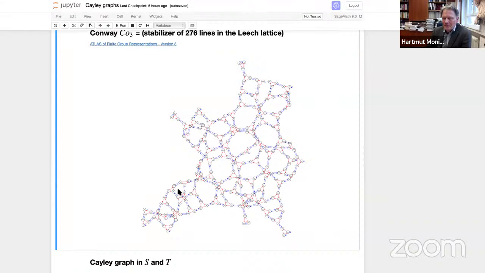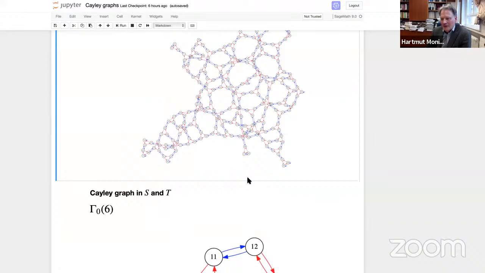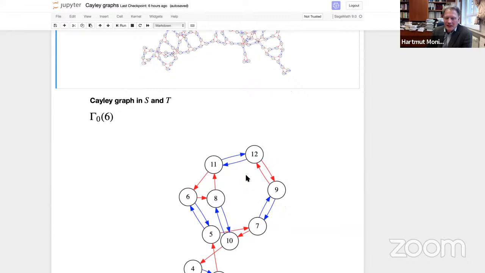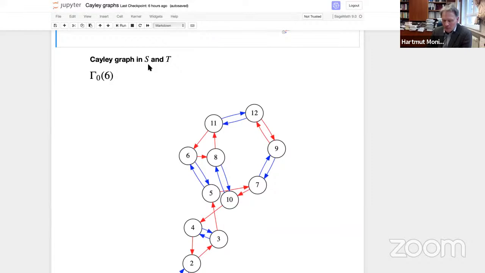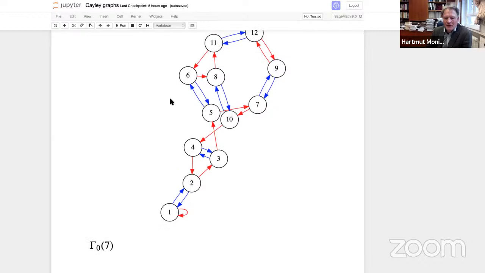So if you look at the Cayley graph, that's not so obvious from my perspective. But anyway, let me just show you that you can also do a Cayley graph in terms of S and T, so just the inversion and the involution and the translation. And then you can see basically the cycles. These are more or less the cusps.